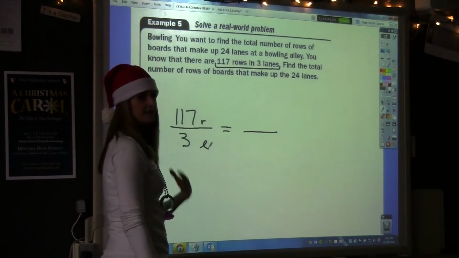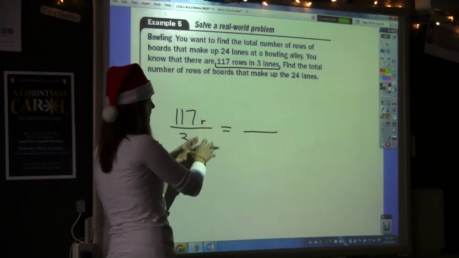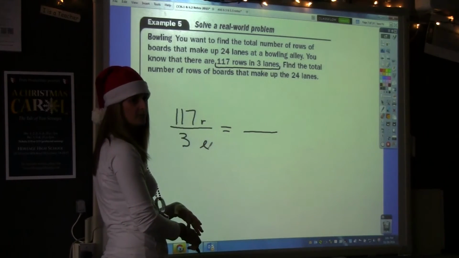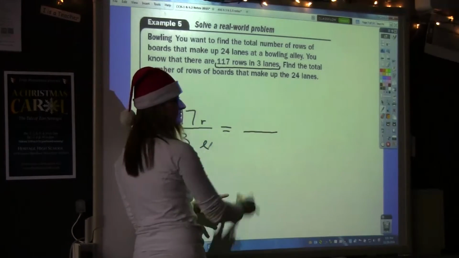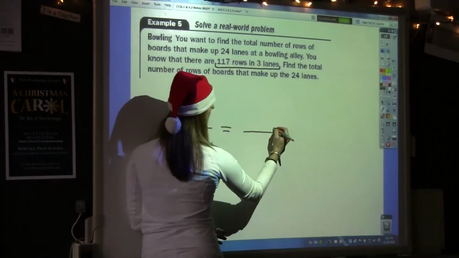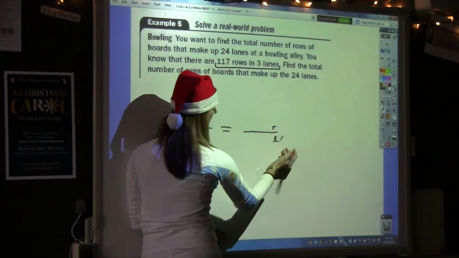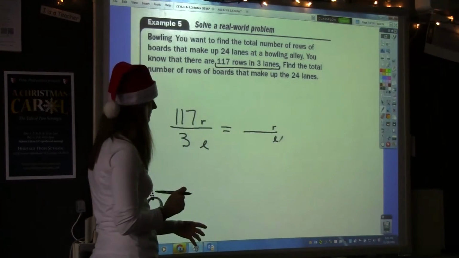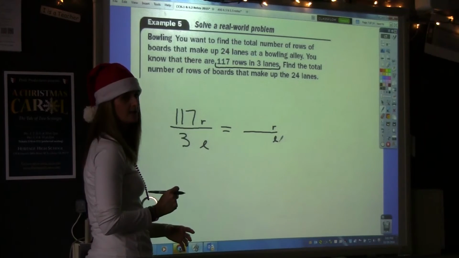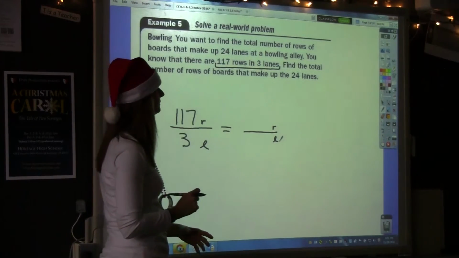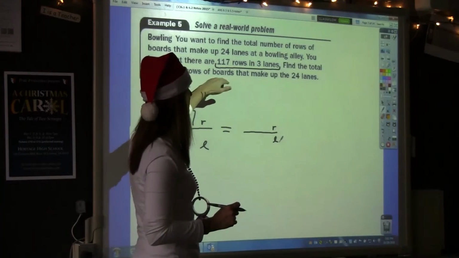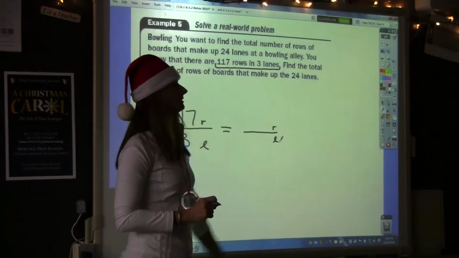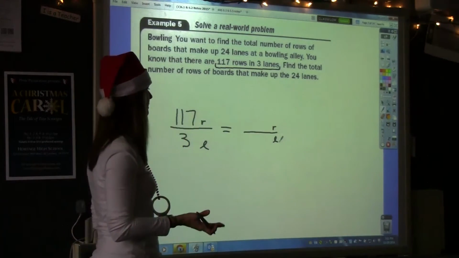Since I chose to put rows over lanes on this side of the proportion, I'm going to need to be consistent and do that on the other side as well. So I'm going to put a little R here, an L there to remind me that's what I need to do on the other side of the proportion. Now, what other information do we have? Find the total number of rows of boards that make up the 24 lanes.